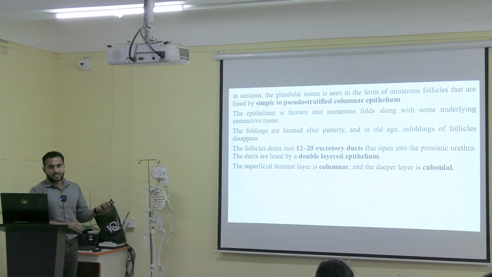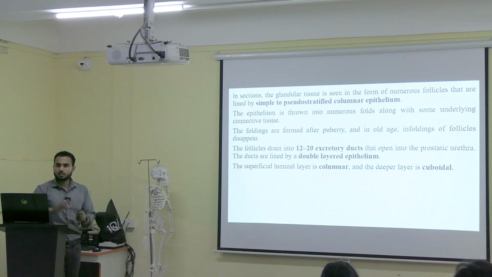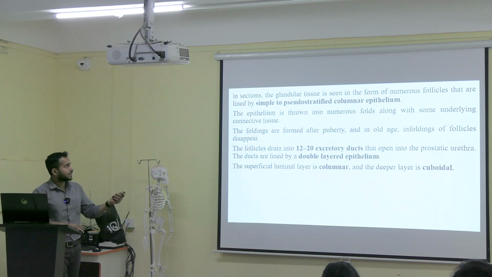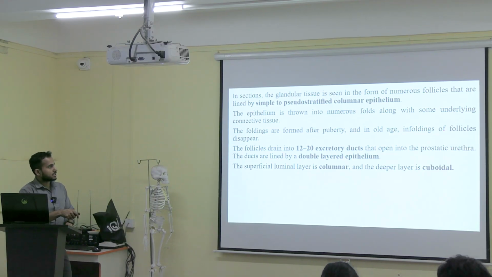Now in the section of a prostate, you can see numerous follicles are there, and those follicles are lined by pseudostratified columnar epithelium. That means if you take the section of the prostate, you can see numerous follicles present, and those follicles are lined by which cells? These are pseudostratified columnar epithelium. Next, the epithelium shows numerous folds along with the underlying connective tissue. Now during puberty and in old age, infoldings of the follicles will disappear.